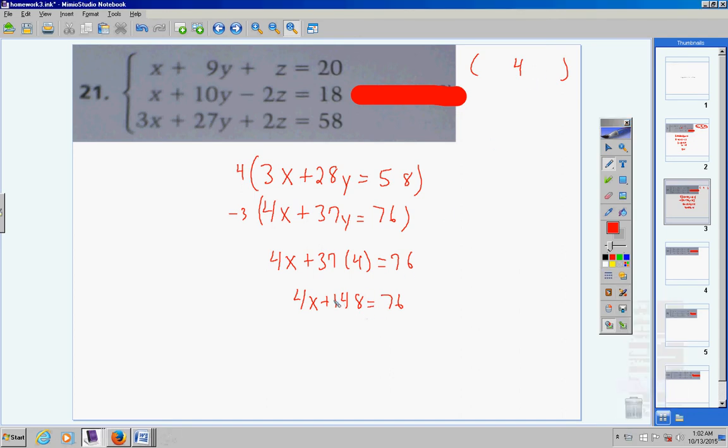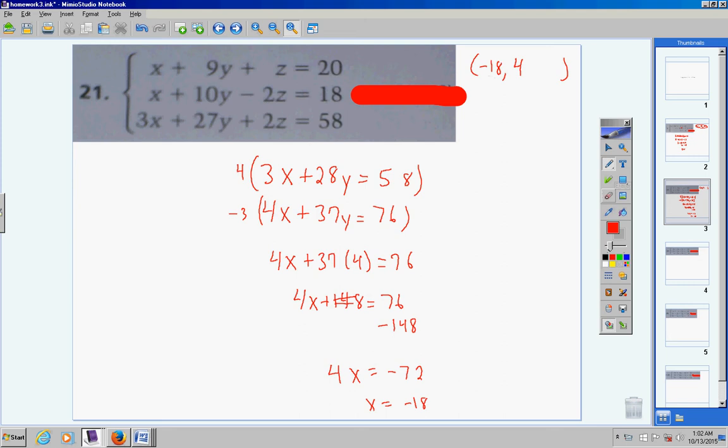Next, we'll bring the 148 over and make it a negative 148. And we're left with 72, negative 72. So x would equal negative 18. Divide both sides by 4. So we're looking pretty good so far.